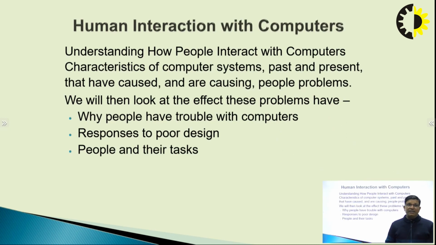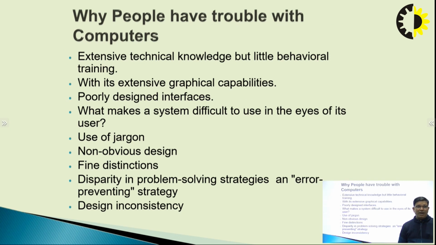So we look at understanding how people interact with computers, and the characteristics of computer systems, past and present, that have caused and are causing people problems. We will then look at the effect these problems have, why people have trouble with computers, response to poor design, and people and their tasks. These three parameters will be checked here. Extensive technical knowledge but little behavioral knowledge.